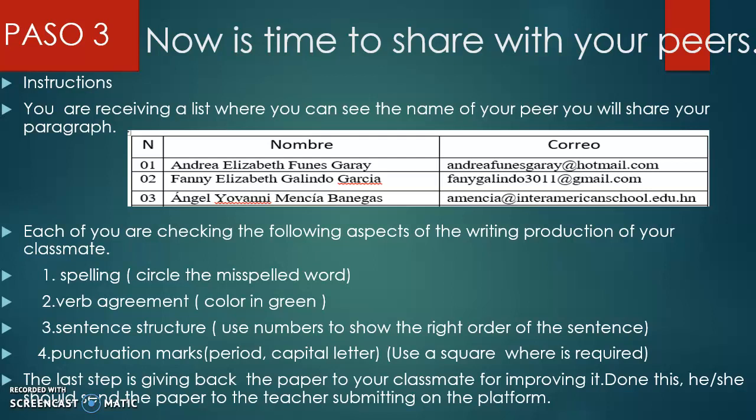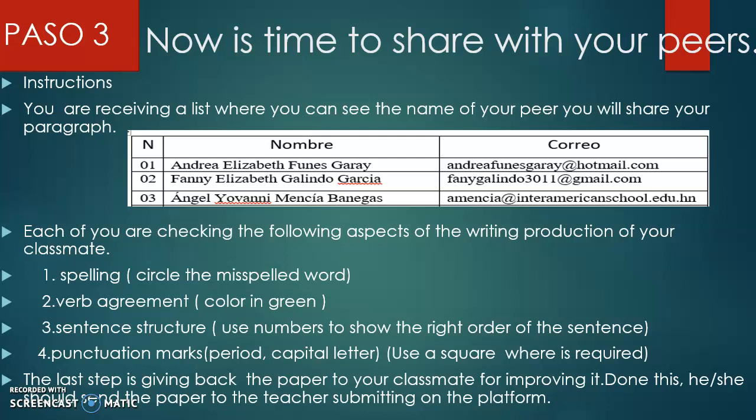And finally, we have the assessment. You have to share your paragraph with your peers. The instructions are: you are receiving a list where you can see the name of your peer. You will share your paragraph. Each of you will check the following aspects of the writing production of your classmate. Number 1, you have to check spelling. If you find any mistakes, you have to circle the misspelled word. The second one is verb agreement, and you have to color in green the mistake that you find.